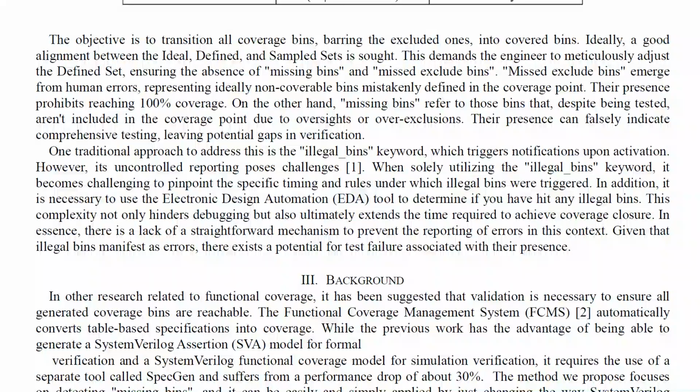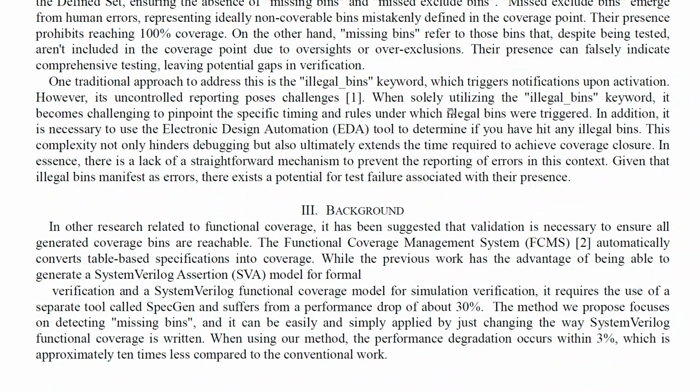This complexity not only hinders debugging but also ultimately extends the time required to achieve a coverage closure. So in essence, there is a lack of a straightforward mechanism to prevent the reporting of errors in this context. Given that the illegal bins manifest as errors, there exists a potential for test failure associated with their presence.